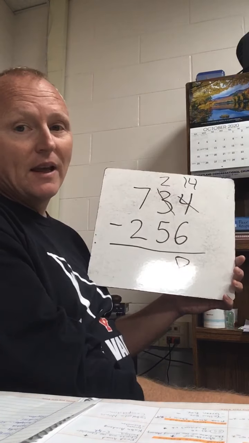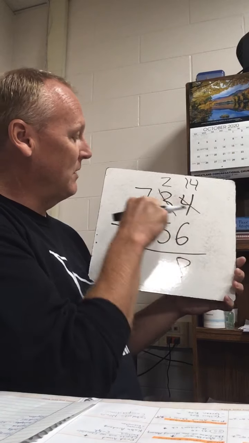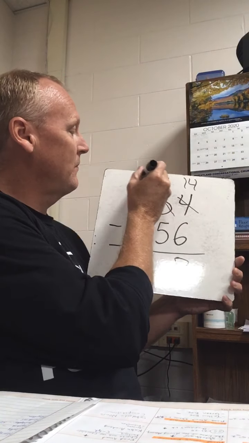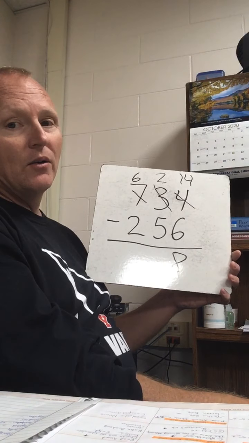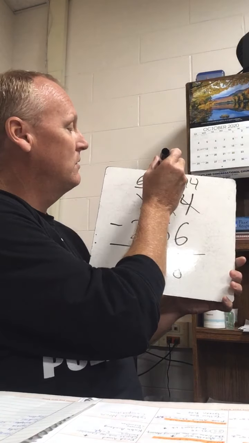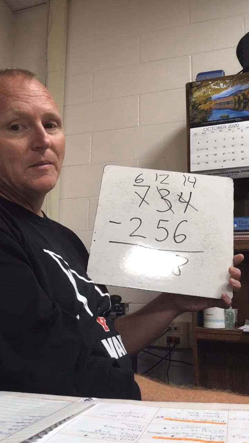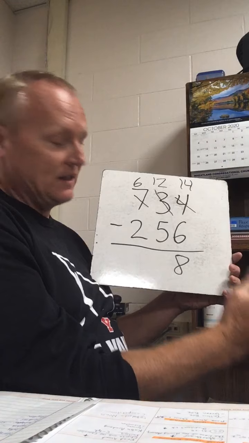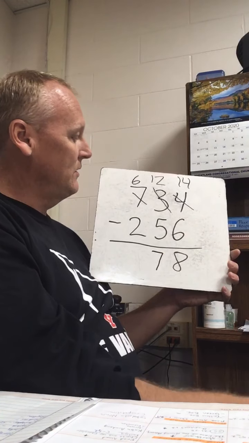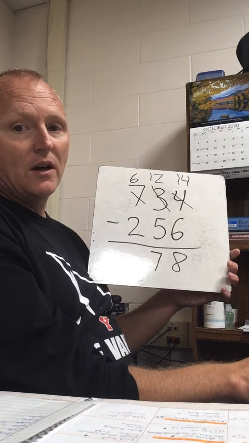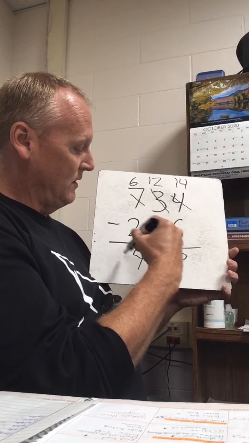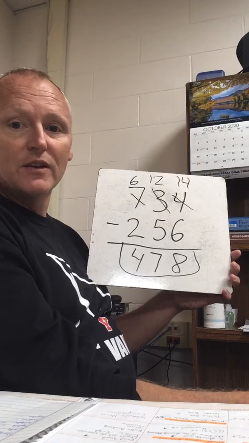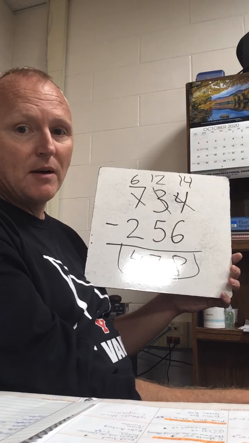2 minus 5 we can't do. Okay, so we have to borrow from this place value, the hundreds. 1 less than 7 is 6. Okay, the 1 that you borrowed slides over in front of the 2, making this 12. So now you have 12 minus 5, which you can do, that's 7. You have 6 minus 2 in the hundreds place, and that's 4. So you have a difference of 478. Difference is what you call the answer to a subtraction problem.